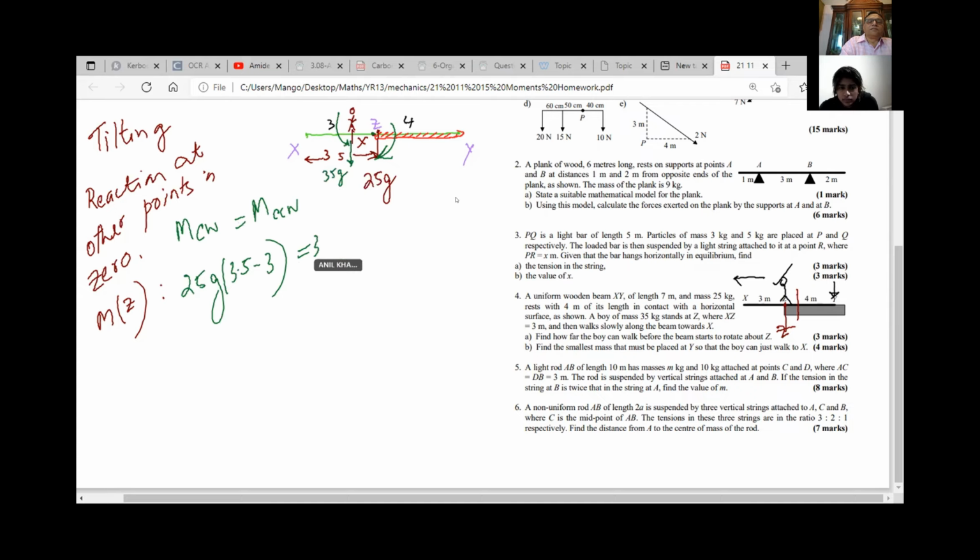So it is 35g times x. Is that clear to you? I think I need to redraw my diagram. There's a lot going on. Let me draw a bigger one so that things are very clear, right?